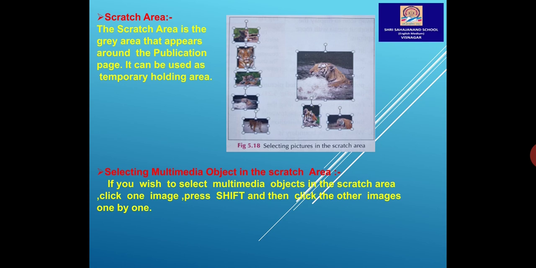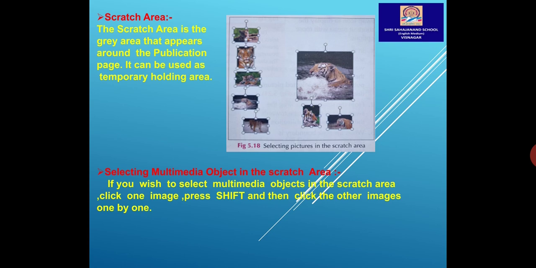Now the first one is, you know very well, that the scratch area is the gray area that appears around the publication page. It can be used as a temporary holding area. If you are not sure where you want to move an item, you can drag it to the scratch area. The scratch area is saved with the publication, therefore the picture in the scratch area will be there the next time you open your publication and you can use it as per your requirement.